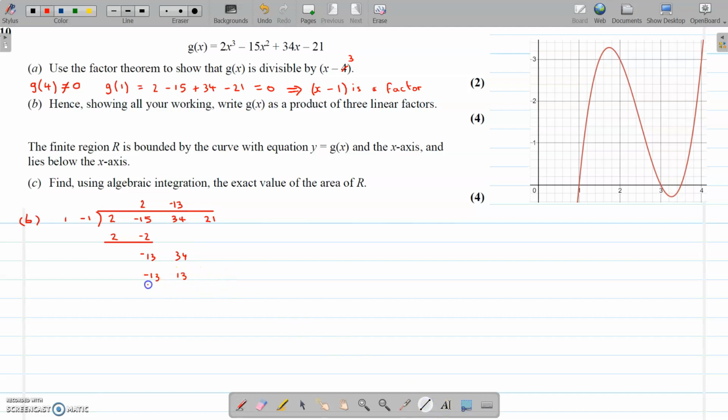Another subtraction will give us 21, which we were kind of expecting because we've got here a minus 21. Okay, so bring down that minus 21. Okay, and that gives us 21 minus 21, which is 21 times, and that gives us a remainder of 0. Okay, so there's the division process leading to a remainder of 0, confirming what we found in part A. By the way, you must use the factor theorem if it asks you to.